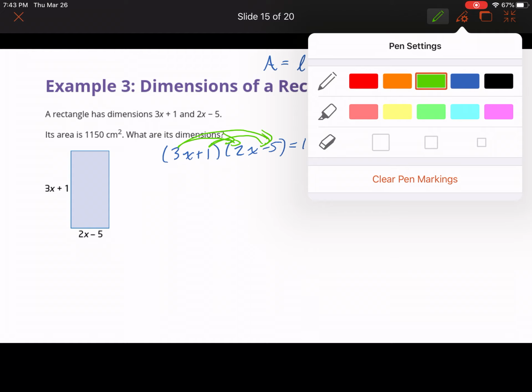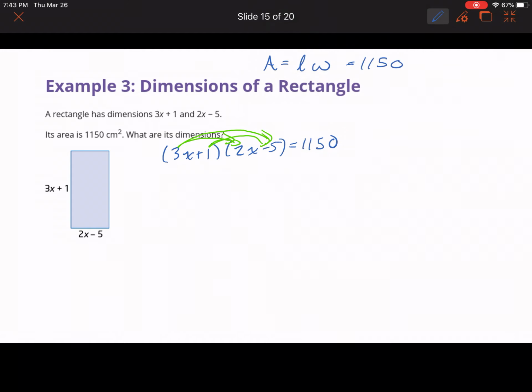So some people have been talking about how do I move between this form and standard form. This is how we do it. So our first, 3x times 2x, 6x squared. Our outers, 3x times negative 5, negative 15x. Inners, 1 times 2x, plus 2x, and last 1 times negative 5.